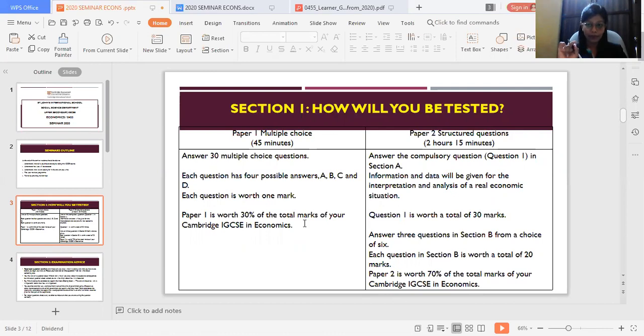Are you all following me? In economics, we have 2 papers. That will be your paper 1 and paper 2. Paper 1 is MCQ, 30 questions, 45 minutes. Each carries 1 mark, so total will be 30. In paper 2, we have section A and section B. Section A, compulsory for you to answer all the questions, carries 30 marks. And section B, you have essays, they will give you 6 questions, you just have to choose 3, and each carries 20 marks. So total will be 60 plus 30, which is 90. At the end of the day, we will convert the 90 to 70%. That is our economics paper format.